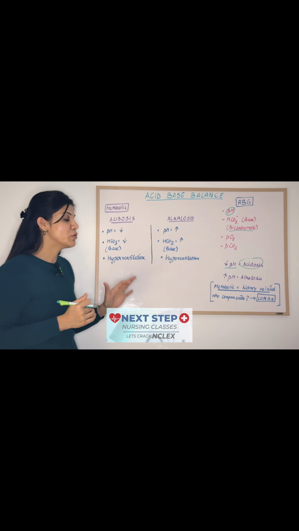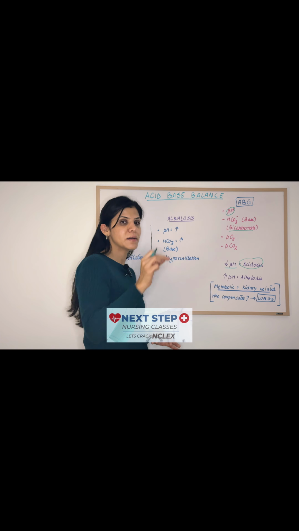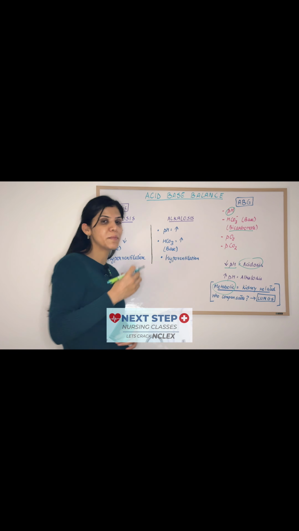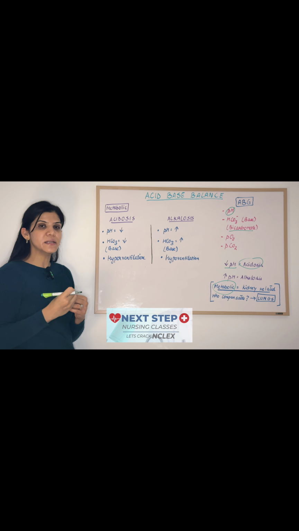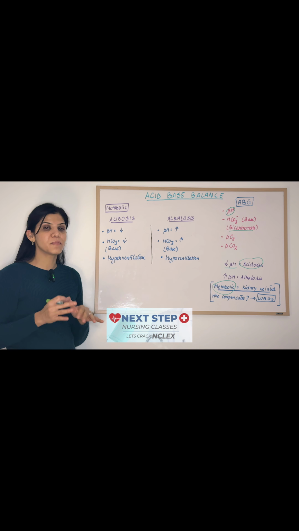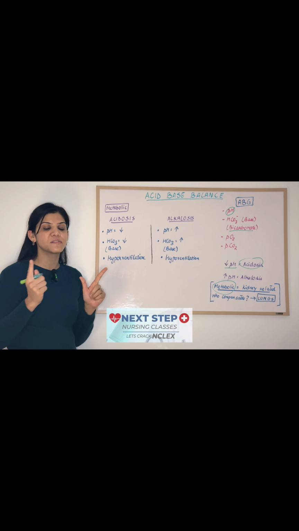Now, furthermore, you need to understand the part of metabolic. Metabolic means related to kidney problems, or the patient is having any kind of kidney disease. We have two systems in our body, the renal system and the respiratory system. The lungs and the kidneys act as a buffer system. They maintain the acid-base balance in the body. So if one gets damaged, the other one is there to rescue the person.